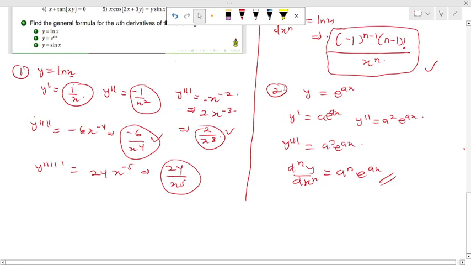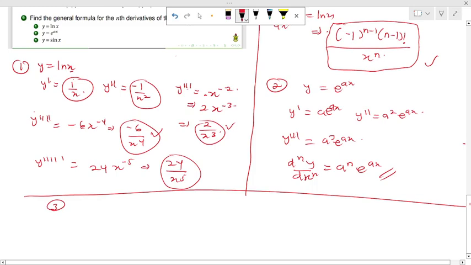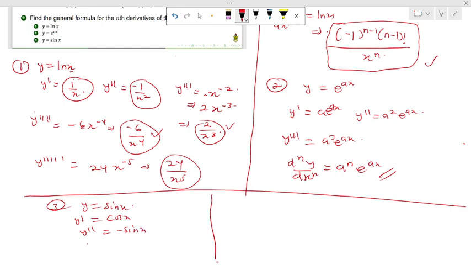Let's see finally our third one, which is sine. So number 3 is y is equal to sine x. Sine x is also interesting. Now let's see something. First derivative will be cos x. Second will be negative sine x. Third will be negative cos x. Then fourth will be sine x back again. So it will be going like that. It will be a cycle. So you started with sine x. After the fourth derivative, you are going to come back to the same level you were.